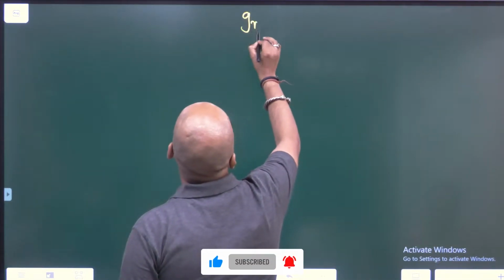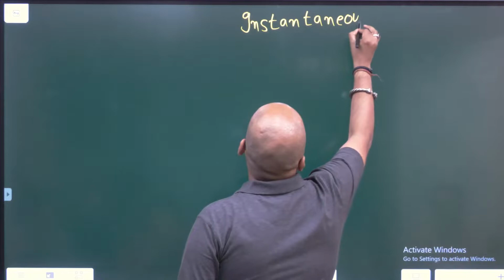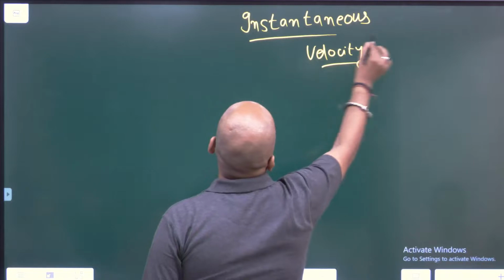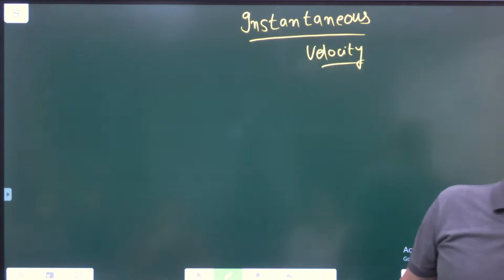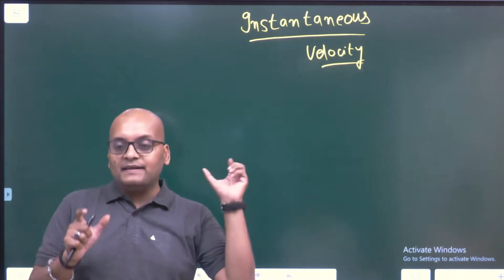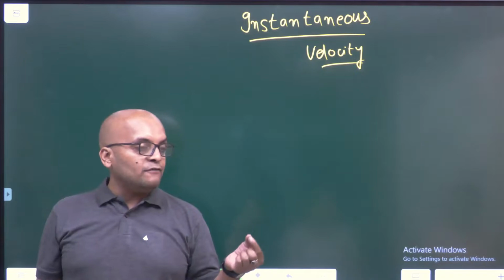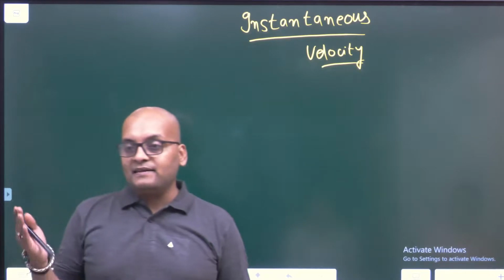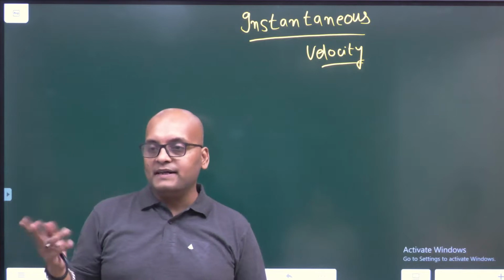So we were doing instantaneous velocity. What I have told you is that instantaneous means in a particular instant, in a particular moment. So if you want to find velocity of a body for a particular instant, suppose Shivam is walking at the velocity of 5 meters per second, and his velocity is variable, it is getting changed.